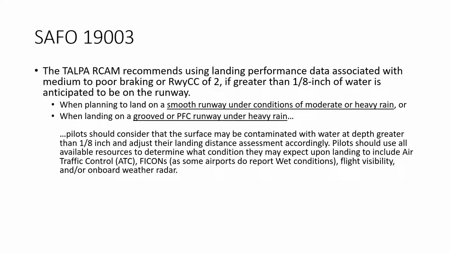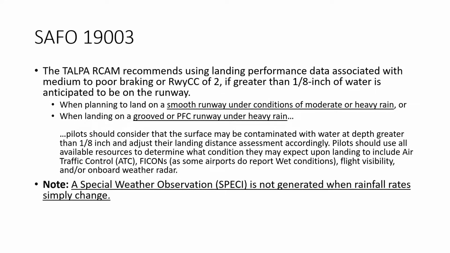So this gives us a nice simple flow chart to use. We can look at our runway conditions in terms of is the runway grooved or not. We can look at the rate of precipitation, if we see light, moderate, or heavy rainfall. And then again, based on these recommendations, we can determine whether we should use our wet or our contaminated runway charts. Some emphasis points. Special weather observation does not have to be generated when rainfall rates change.